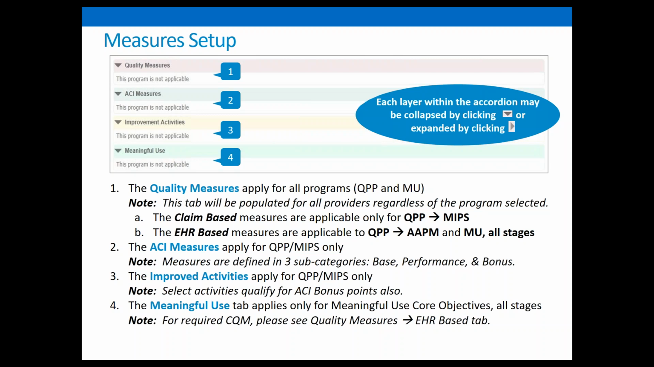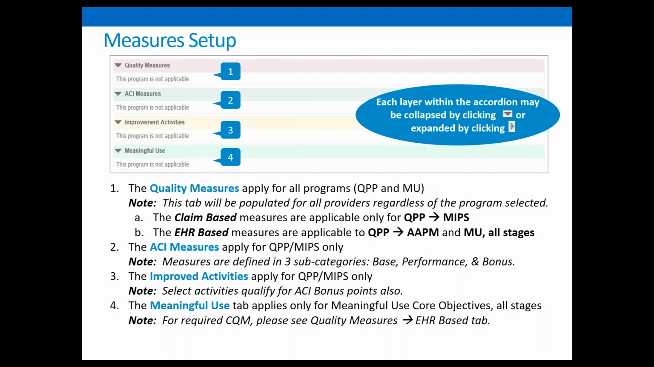Now, ACI measures and improvement activities will only be applicable for those of you who have chosen quality payment program MIPS. So if you chose MU only, then these will continue to say the program is not applicable, as you see here next to the number 2 and the number 3. But if you've chosen QPP MIPS, those also will be expanded and populated with the measures. Meaningful use then, the 4th category there in green, will be applicable to meaningful use only, regardless of if you are also doing QPP or MU only, and it will be populated according to the stage you've chosen, either modified stage 2 or stage 3.